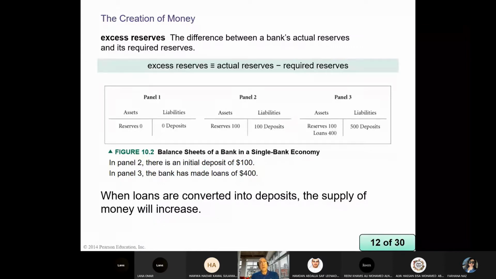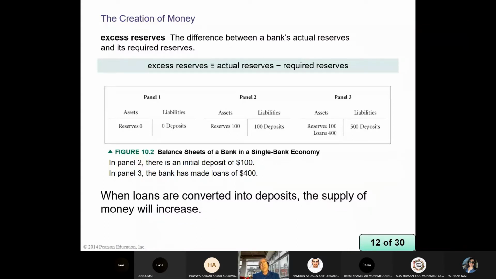The first one, commercial banks create money. How do commercial banks create money? This is question number one. And question number two, which tools can be used by the central bank to control the quantity of money supplied?